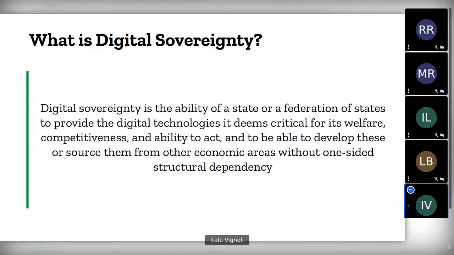So first, what is digital sovereignty? Basically, it is the ability by a state or a federation of states to provide the digital technologies which are critical for the citizens. So they are critical for the welfare, for the competitiveness of the system, and the ability of using our own citizen rights in an effective way through digital tools.